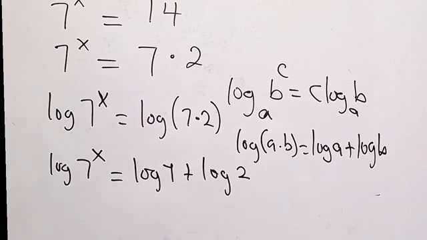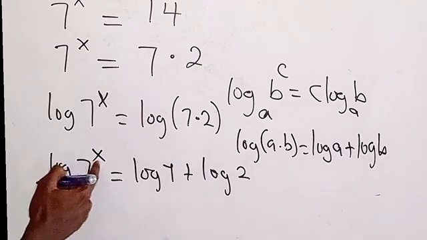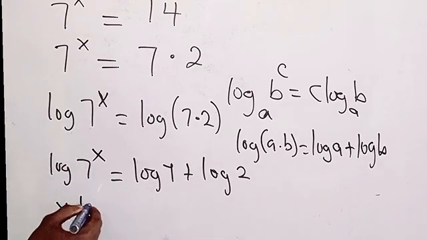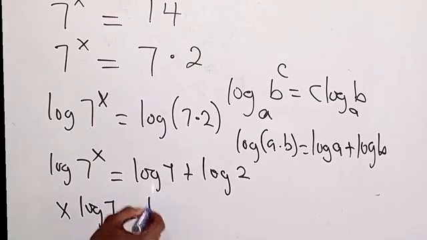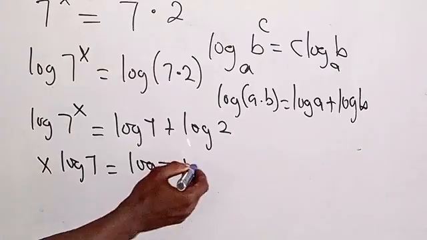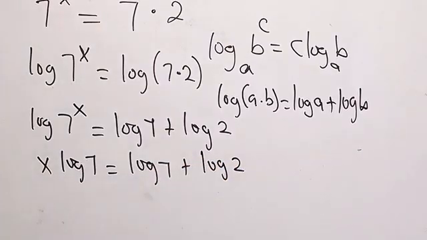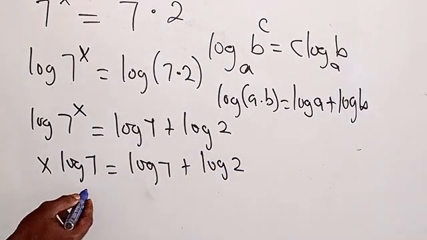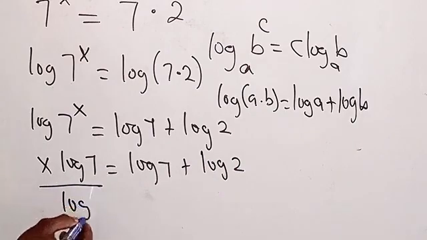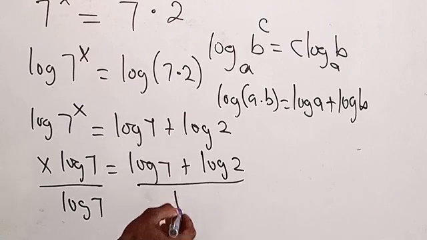So now from there, x will come down, we have x log 7 equals log 7 plus log 2. So now here, what is the next thing we are going to do? We divide both sides by log 7, divide both sides by log what? Log 7.